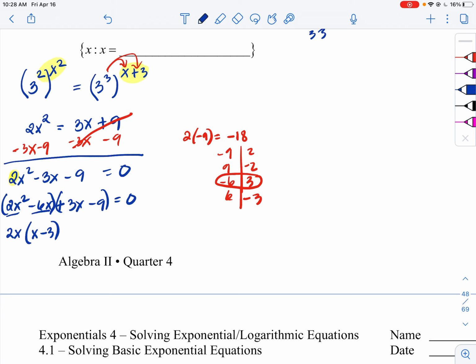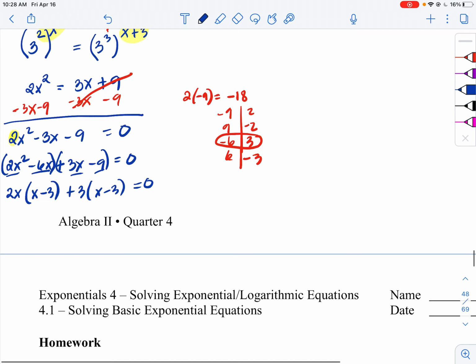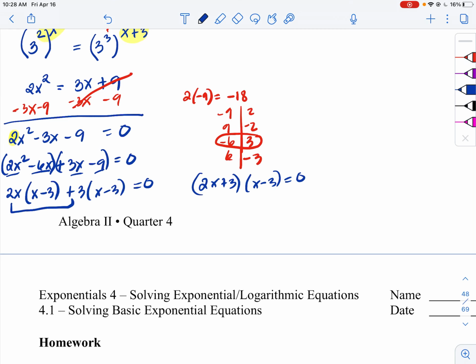What's common between this and this? I think they share a 3. So I have plus 3 times x minus 3. Let's check. 3 times x is 3x. 3 times negative 3 is a negative 9 equals 0. So our final answer would be 2x plus 3 in parentheses, x minus 3 in parentheses.